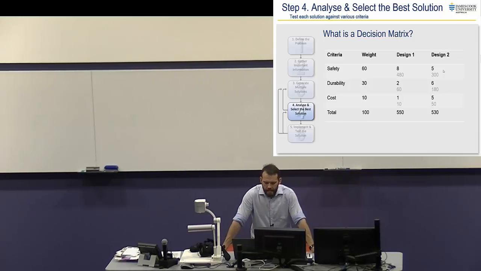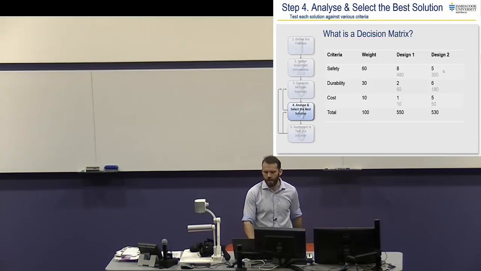But what we've just said is that safety is much more important than the other criteria. Alright? And we know that design 1's much safer, and so where these weights come into it is that they multiply. So 8 times 60 is 480. 2 times 30 is 60. 1 times 10 is 10. And you add up the weighted score, you get 550. And over here you add up 5 times 60 is 300 and so forth. Add up the weighted score, 530. And you can see where before we chose design 2 with an even weighting, now we're choosing design 1 because that higher importance on safety has come into it.